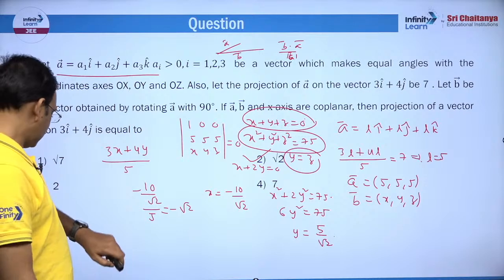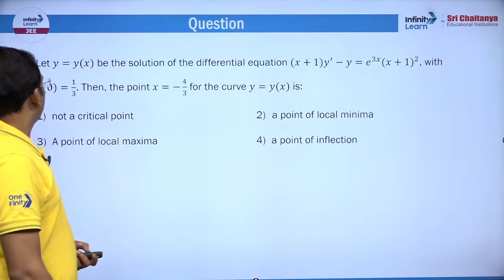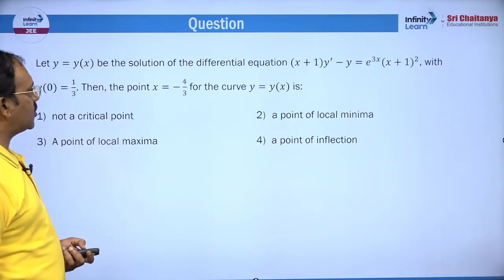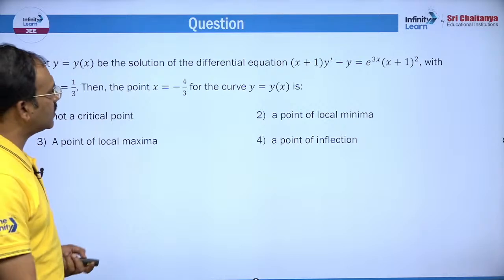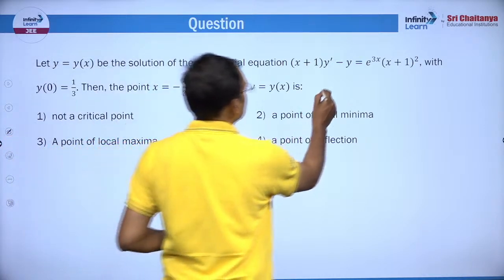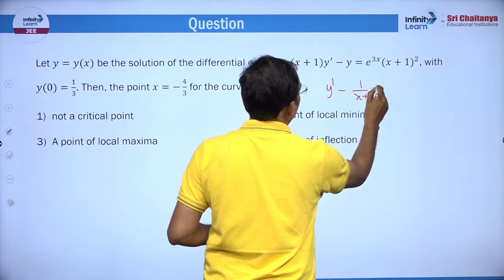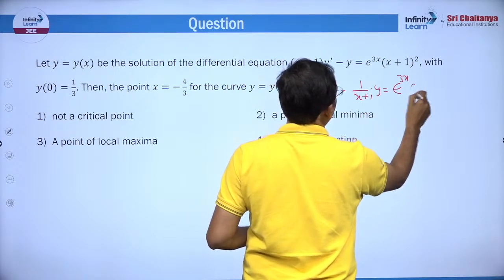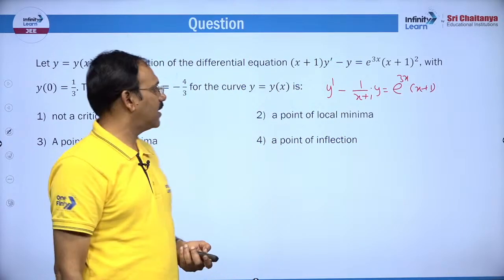Okay. Next, my dear friends, y is equal to y of x is the solution of the differential equation with y of 0 is 1 by 3. Let me give the idea of this, friends. Why do not you take this as y dash minus 1 by x plus 1 into y is equal to e power 3x into x plus 1, which is LDE, my dear friends, LDE.